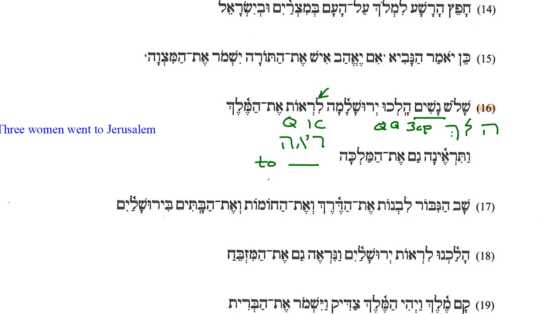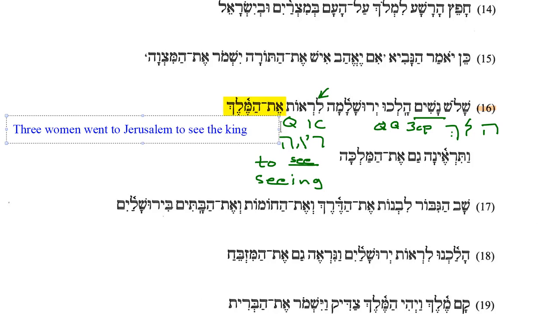It can also mean something with an ing, so it could mean seeing, or it could mean, in this case, to see. And probably that's what we're looking at here, particularly because the women went to Jerusalem to do something. That is, they went to Jerusalem to see et Hamelech, to see the king.